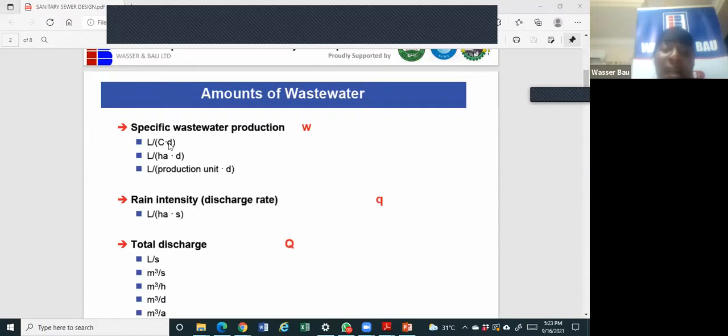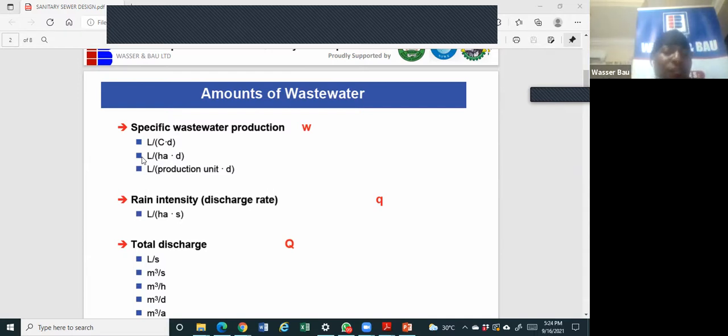Then the wastewater is denoted as W. It can come as liters per capita per day. This is like wastewater demand per capita per day, which is between 100 and 150 before you apply your safety factor. But if you do it at catchment level, it becomes liters per hectare per day. So here you're talking about the wastewater flow per hectare. Of course, we all know that 10,000 square meters equals 1 hectare.